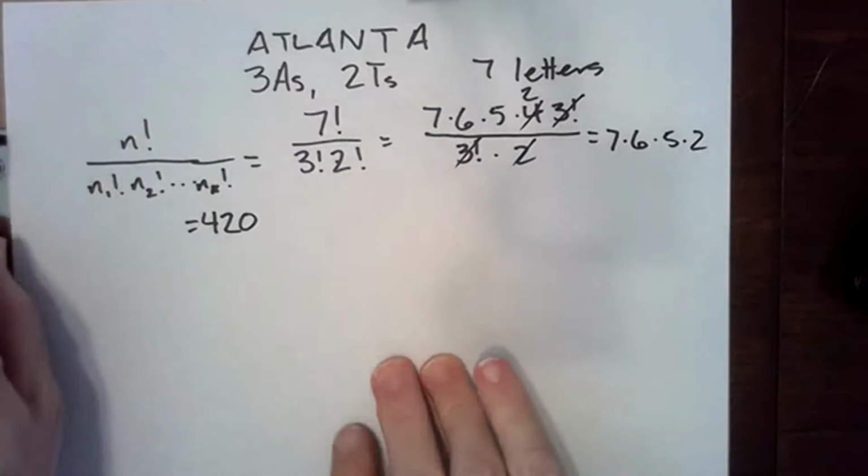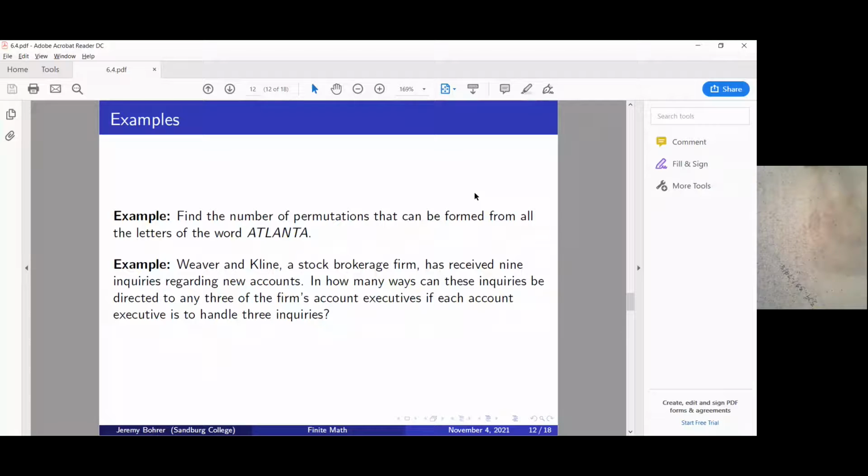Coming back here, we'll look at this second problem. Weaver and Klein, a stock brokerage firm, has received 9 inquiries regarding new accounts. In how many ways can these inquiries be directed to any 3 of the firm's account executives if each account executive is to handle 3 inquiries? Well, this is just saying that we've got 9 inquiries and sets of 3 of them are going to be handled by indistinct people.